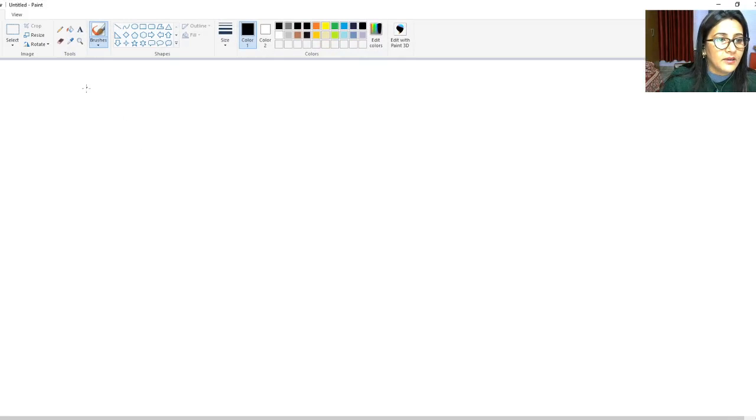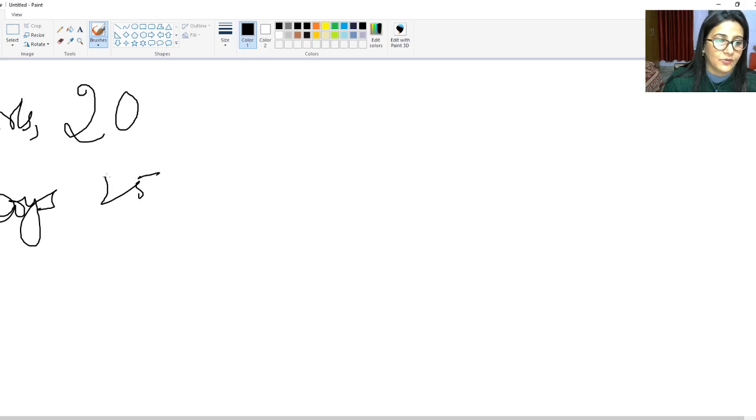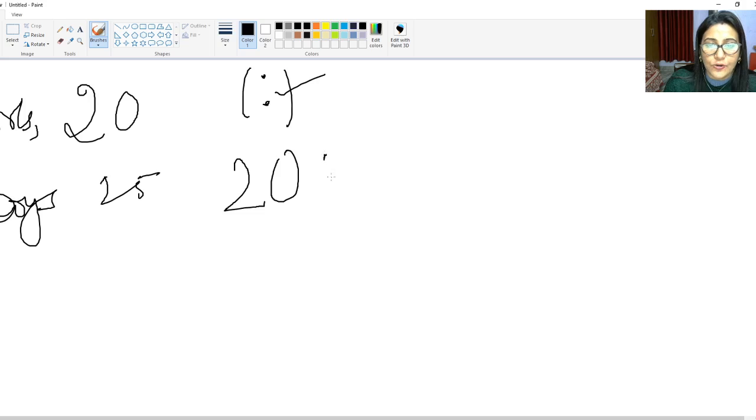Try to understand. For example, in a class there are 20 girls and 25 boys. Then what will be the ratio? First of all, the colon is the symbol for ratio. The ratio of the number of girls to boys we can write as 20 is to 25.